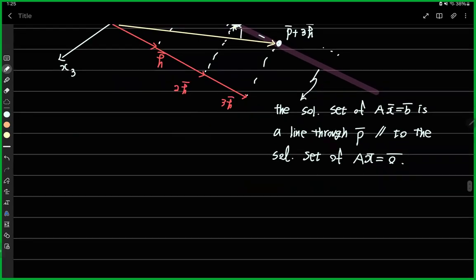So here's Theorem 6. Look at the textbook. Suppose Ax = b is consistent for some given vector b. Let p be a solution. Then the solution set of the non-homogeneous system is the set of all vectors of the form p plus vh, where vh is any solution of the homogeneous equation Ax = 0. So that's Theorem 6, just look at that, that's what I have told.